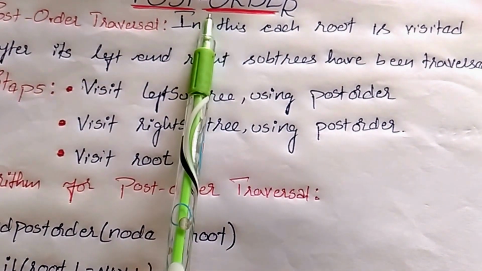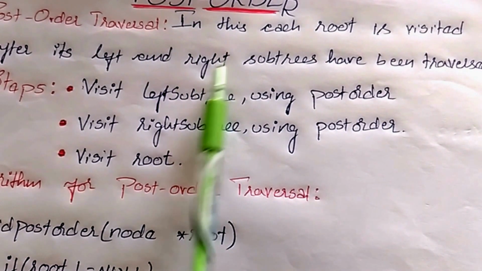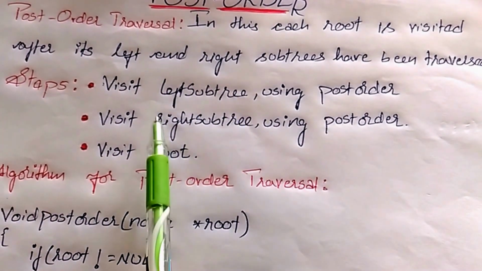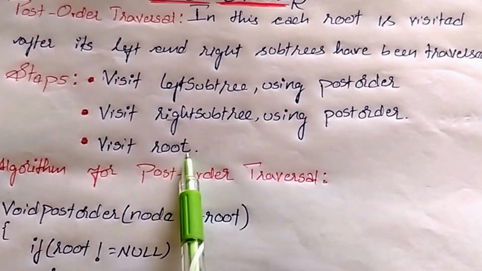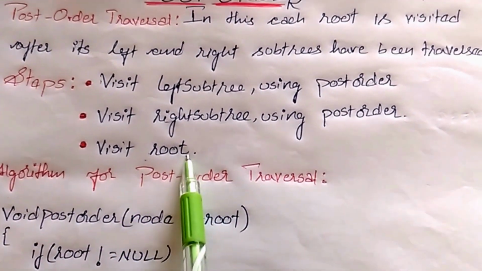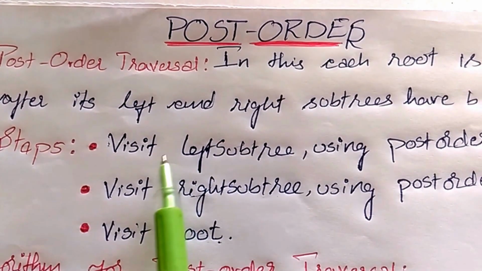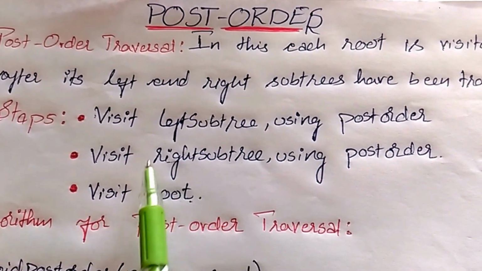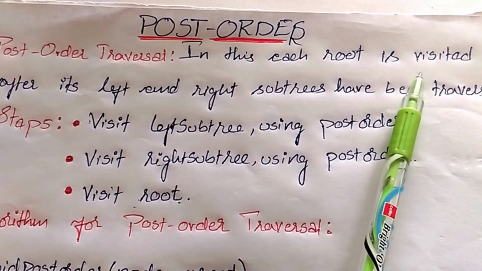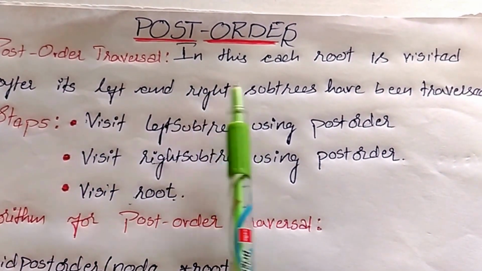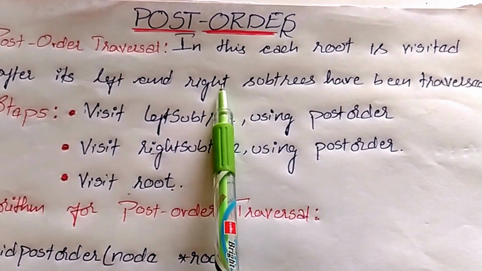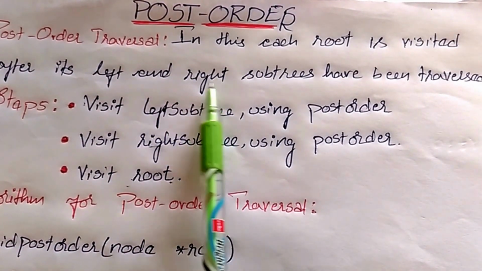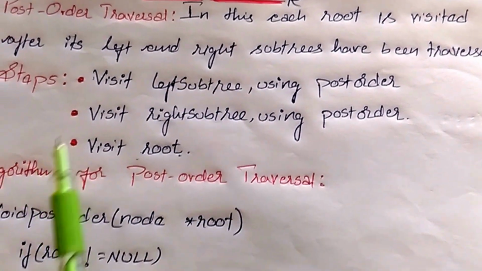Now in the post-order traversal technique, the procedure to be followed is first we need to visit the left subtree and then right subtree. Later on the root is visited. Since the root is visited at the last, after the left subtree and right subtree are visited, it is called a post-order traversal technique. So in this, each root node is visited after the left and right subtrees have been traversed. That means first left child and right child are visited and then root is to be visited.